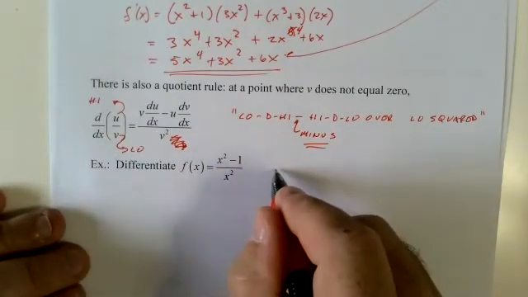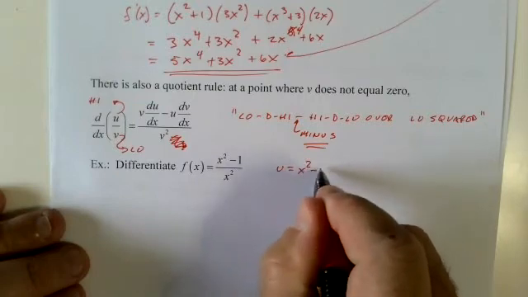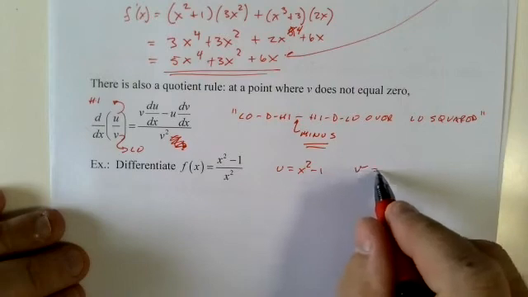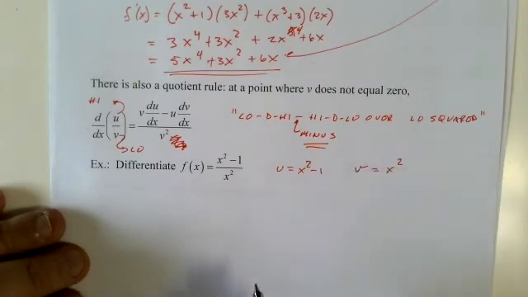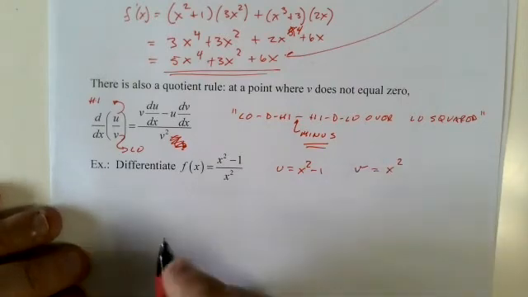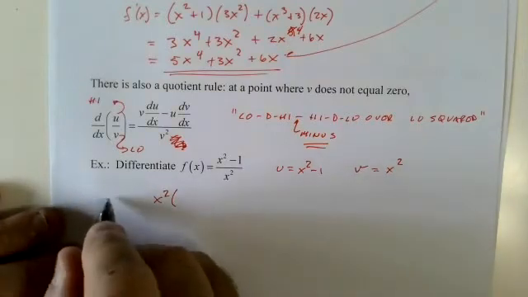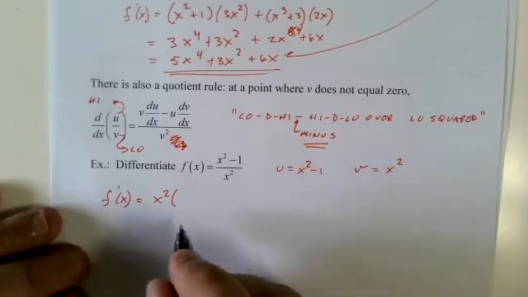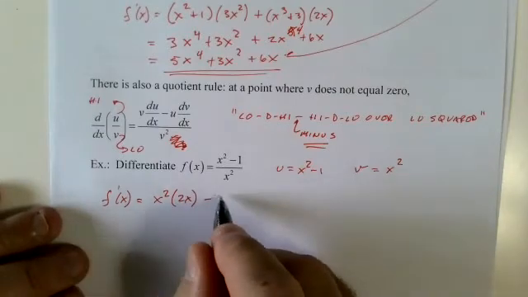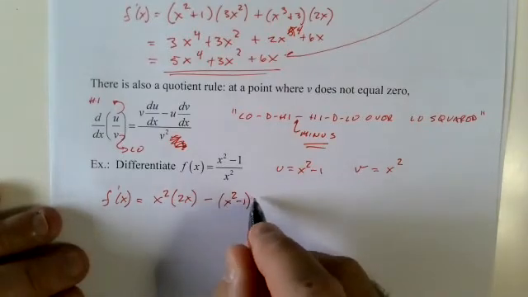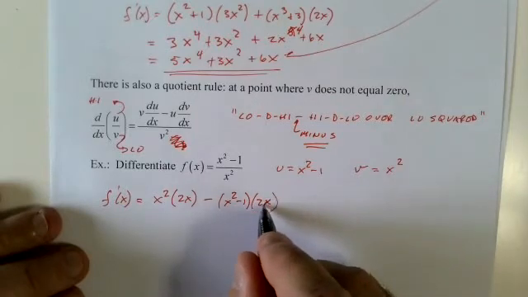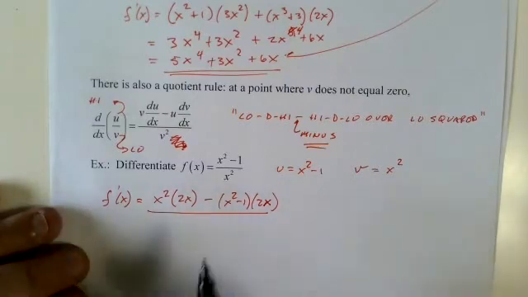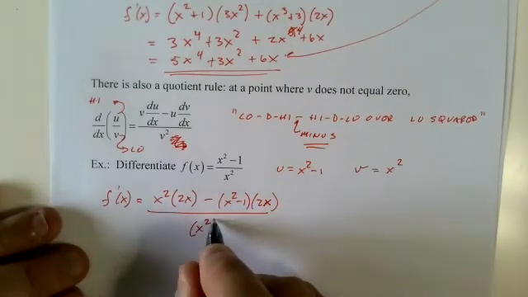So here we got u equals x squared minus 1, and v, that's how I draw my v's, that little tail on it, equals x squared. So low x squared, f prime of x. I like to really show what I'm doing. Low d high 2x minus high x squared minus 1, d low 2x over, now there's no derivative here, low squared.